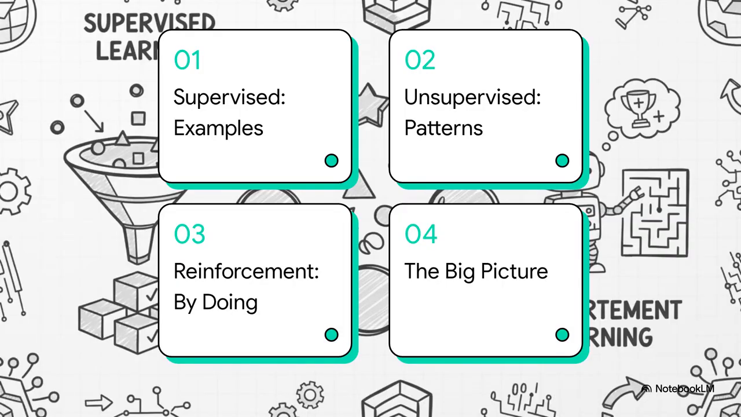So here's the game plan. We're going to start with supervised learning. Think of it like learning with a teacher. Then we'll dive into unsupervised learning, which is more like being a detective with no clues. And after that, we'll tackle reinforcement learning, basically learning from trial and error. And at the end, we'll tie it all together.